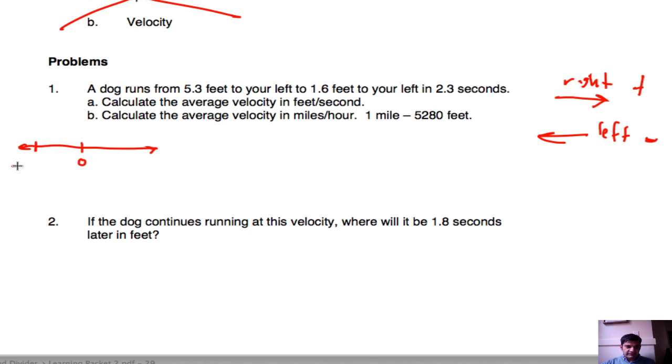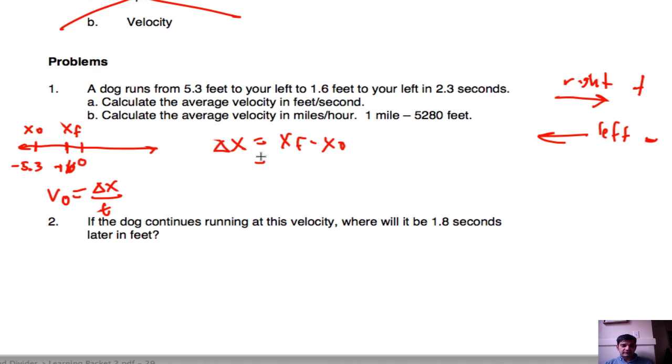And the dog starts off at negative 5.3. So that's going to be the initial position. And then the dog ends up at a final position at negative 1.6. This is in feet. So now to get delta x, because let's remember, velocity is displacement over time. Average velocity is displacement over time. So we're going to take x final minus x initial, and we're just going to read it off our number line here. So that's going to be negative 1.6 minus negative 5.3, and that gives me positive 3.7 feet.